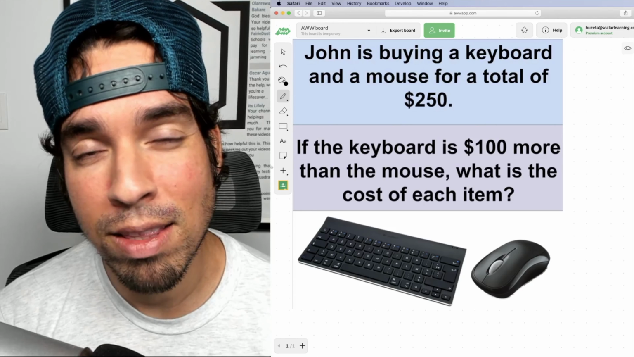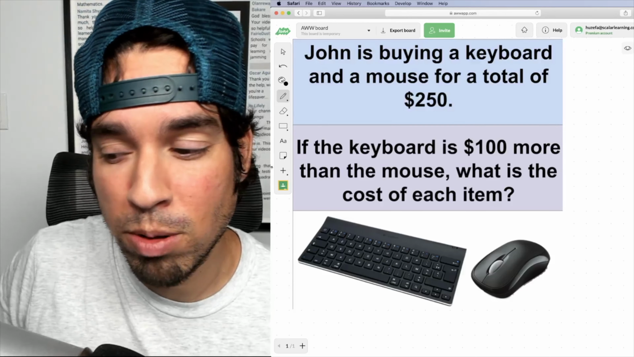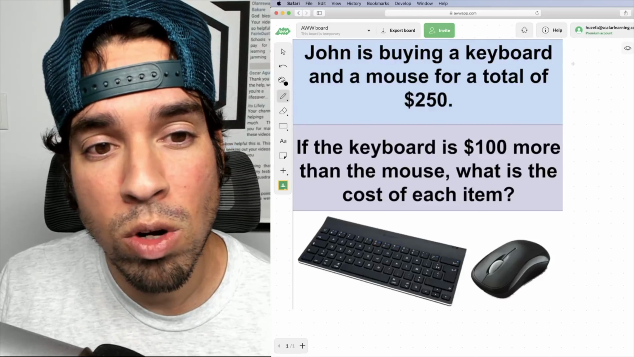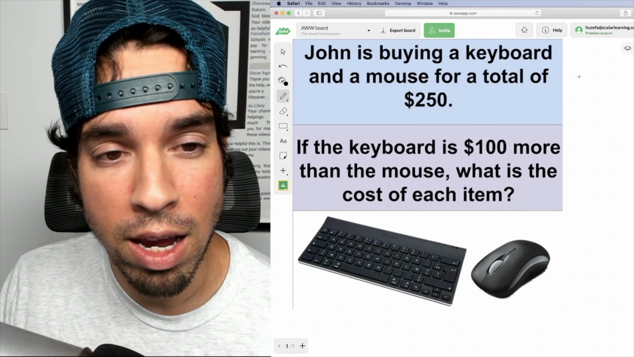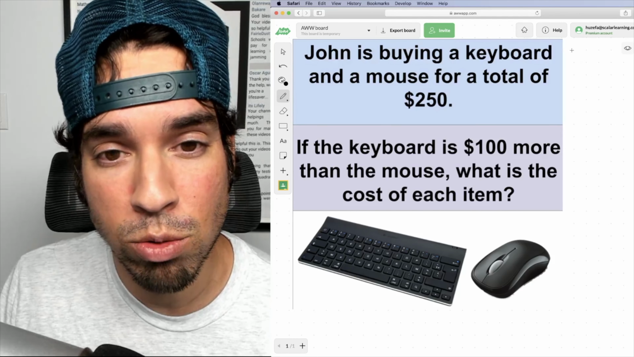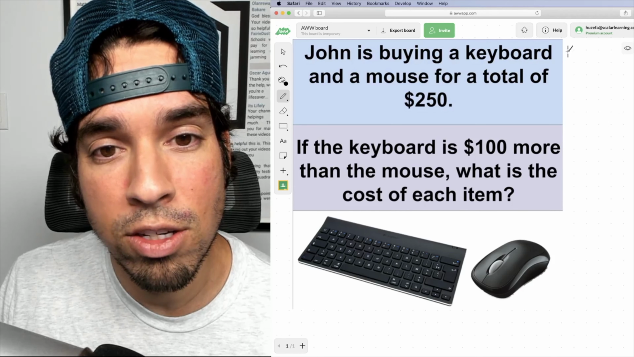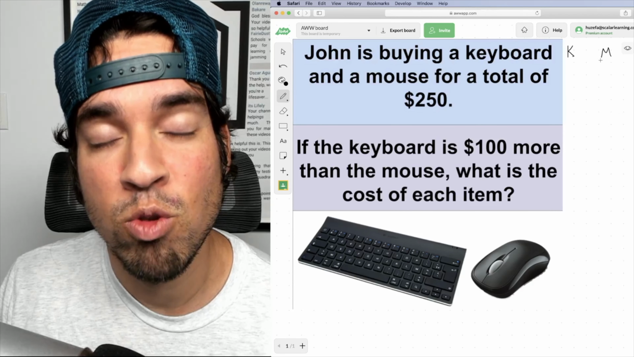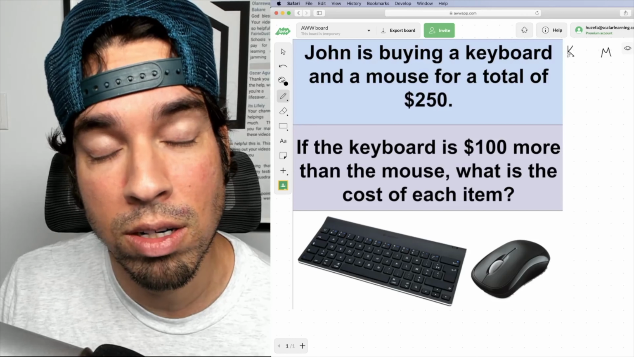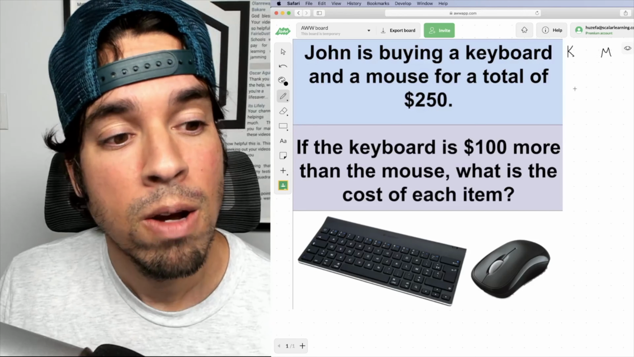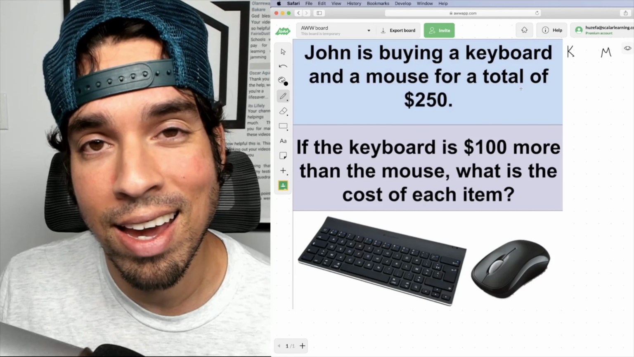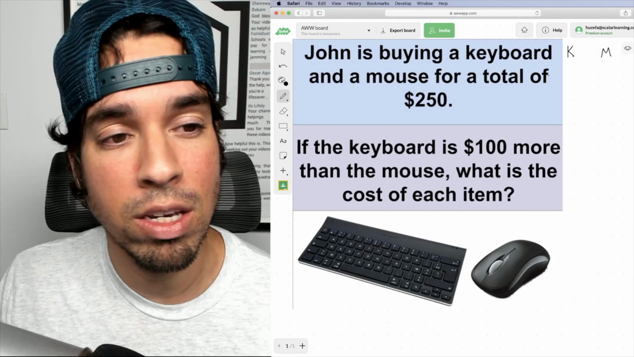The first method that we're going to explore in terms of solving this problem is algebra. I'm trying to solve for K, the keyboard, and M, the mouse. We're going to set up two variables, and I like using K and M because you know what's what. I know the keyboard is K, I know M is the mouse. We've got two relationships, aka this is a system of equations.